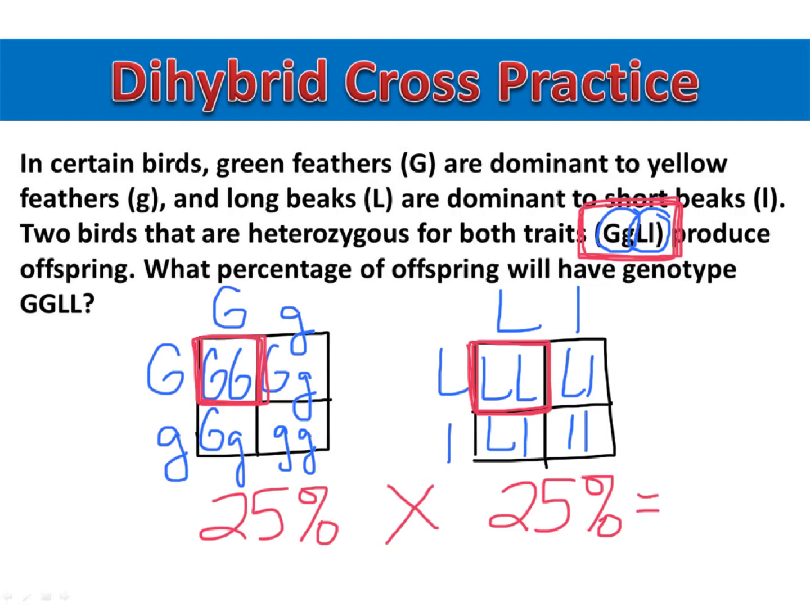And the answer you should get is 0.0625. And you'll move that decimal twice and see that 6.25% of the offspring would be expected to have both the homozygous dominant genotype for feather color and the homozygous dominant genotype for beak length, being big G, big G, big L, big L. So 6.25% is our answer.